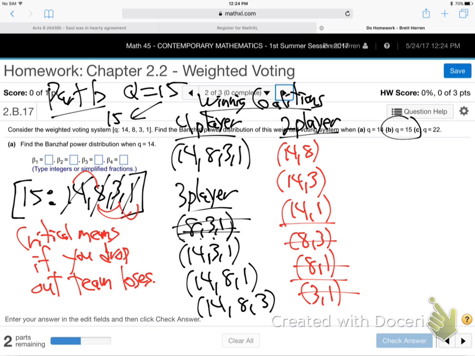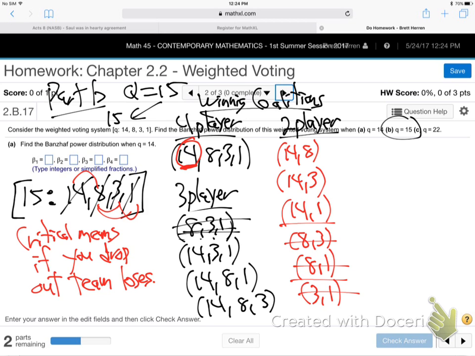So, let's go up here and look at the 4-player team. If that 14 right there doesn't show up, does that team lose? Yes. Yeah, they only have 12. 8 and 3 is 11, and 1 more is 12. They only have 12 without him. So he's critical. If he doesn't show up, they lose. That's what it means to be critical, right? You're only critical if you're making them win. If you don't show up and they lose, you were critical.